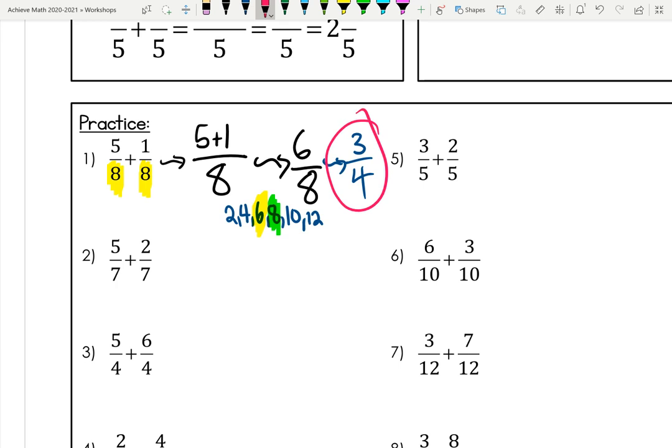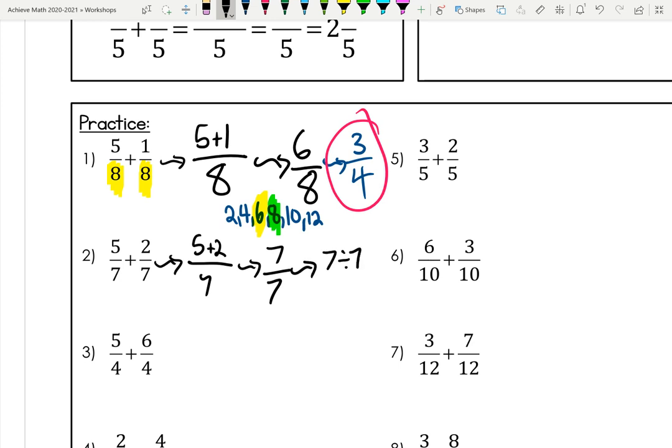Now, I'm going to look at number 2. Mentally, I'm going to see that the denominators are the same. So I'm going to add 5 plus 2, which is going to be 7. Now think about this, 7 over 7. I have 7 pieces out of 7. And this is the same as saying 7 divided by 7.